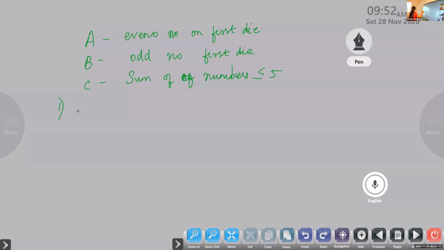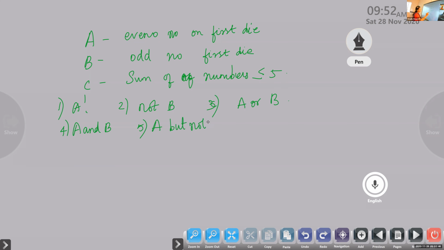Describe the events. First one, A dash. Second one, not B. Okay, you should know all these notations and symbols. That's why I'm giving this question. A, not B. Third, A or B. Fourth one, A and B. Fifth one, A but not C.